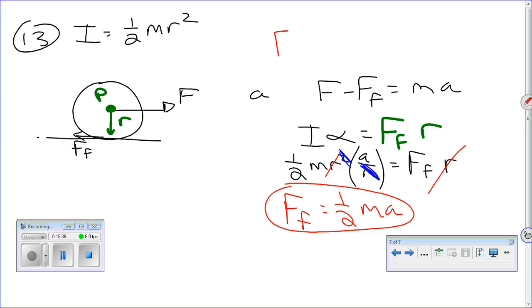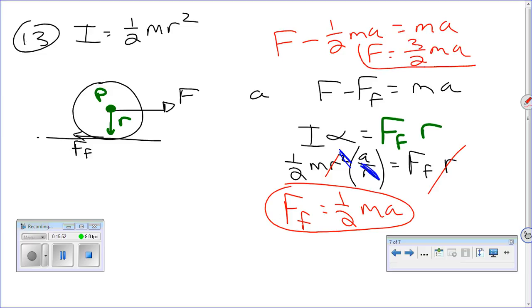Let's see. So F minus 1/2 MA equals MA. And then add 1/2 MA to both sides, and you get F equals, well, this is 1 MA plus 1/2 MA is 1.5, or 3/2 MA. So you want the one that has those two choices, which is E.